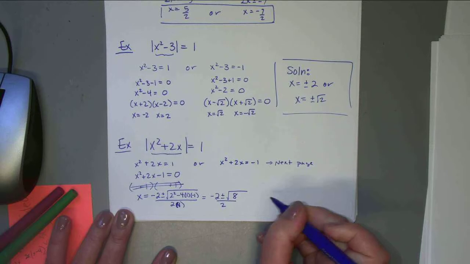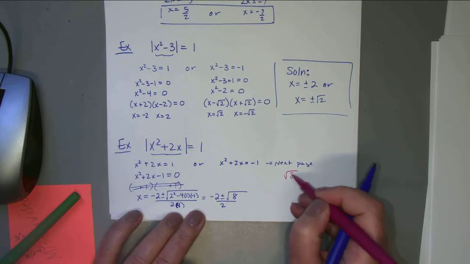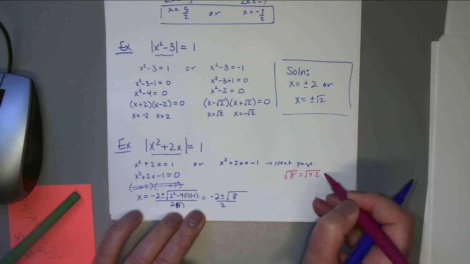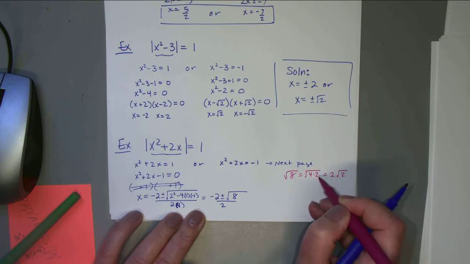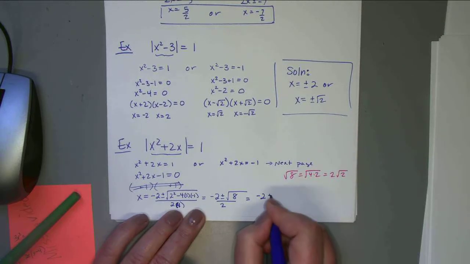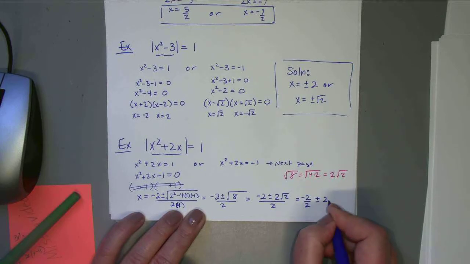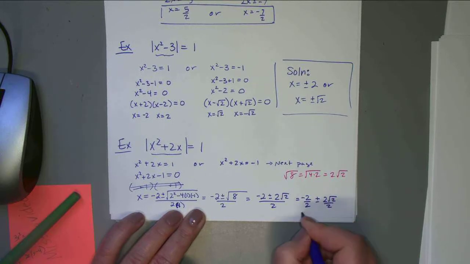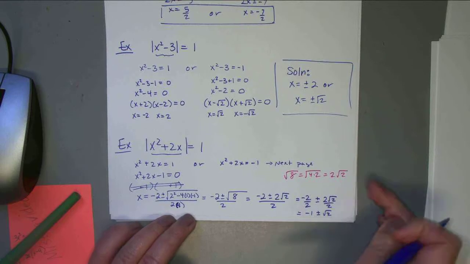Okay, so here, square root of 8 is 4 times 2, so that's 2 root 2. The square root of 4 is 2, and there's still a 2 underneath. So minus 2 over 2 plus or minus 2 root 2 over 2. The 2's cancel. Minus 1 plus or minus root 2. So there's 2 possible answers. Now we're going to do this one on the next page.